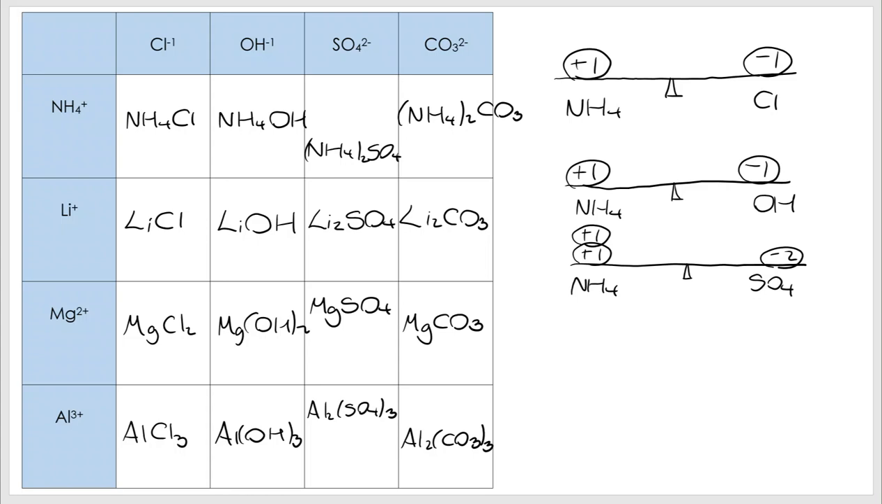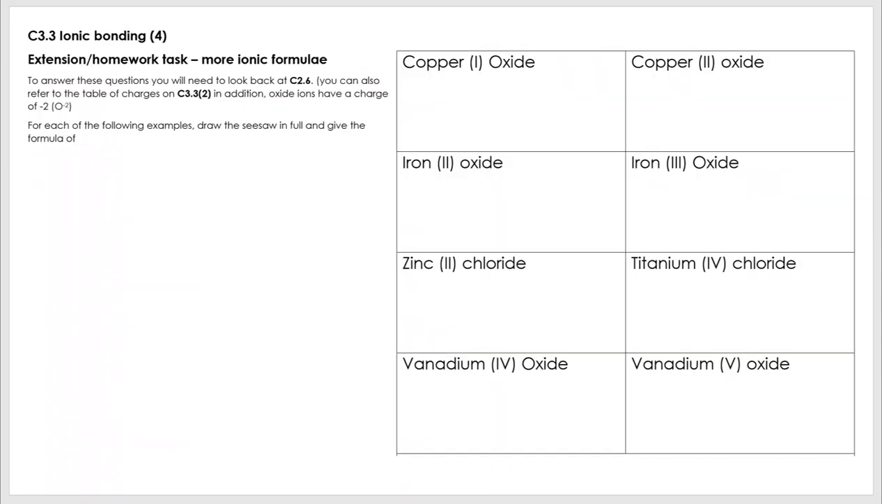To finish off what is quite a lengthy video, a little bit more to consider here about the formula of each of the examples. It's important that you recognise that if we have Roman numerals, it's because the metal can have more than one charge. And the Roman numeral is going to be the value of the charge. Because it's a metal, it will always be positive. Have a go at it, see how you do.